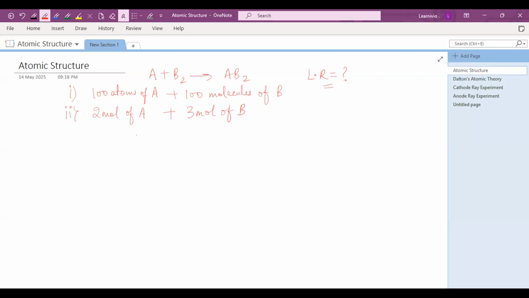Ma'am, the first one is a complete reaction. There is no limiting or excess reagent. Yeah, very good. Because one atom of A reacts with one molecule of B, so 100 atoms of A react with 100 molecules of B. So it's a stoichiometric mixture, meaning there is no limiting reagent. And in this second one, A is the limiting reagent because 2 moles of A react with 2 moles of B. Yes, A is the limiting reagent. Very good. Now you understand that type of concepts. Yeah, now I got it. Okay.